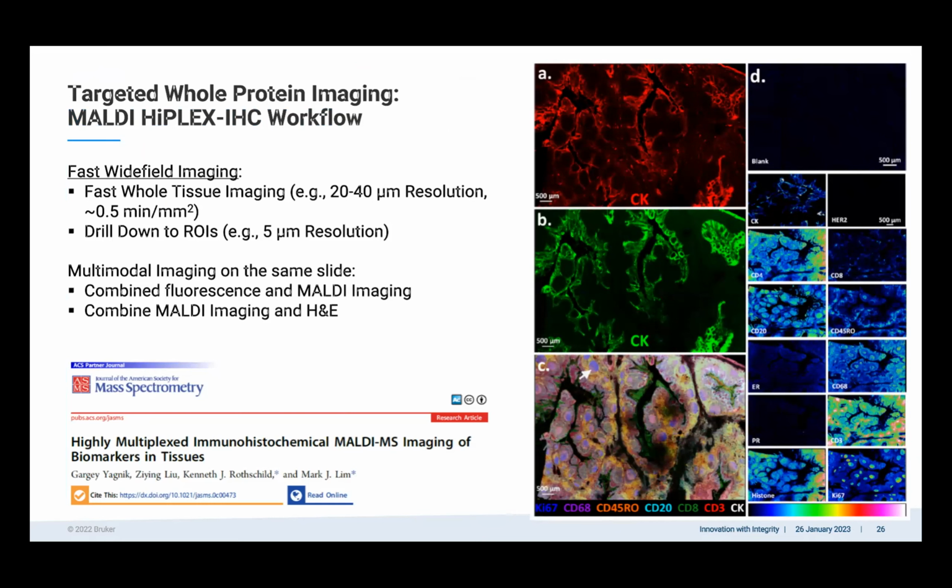Fast, you can drill down to specific regions of interest if you want high resolution. I've shown you the combined fluorescence and MALDI imaging. I didn't show you doing H&E staining, but you could do that as well at the end. You can wash off the matrix, do H&E staining, and now you've got 3 data sets that are now overlapping that are giving you complementary data.